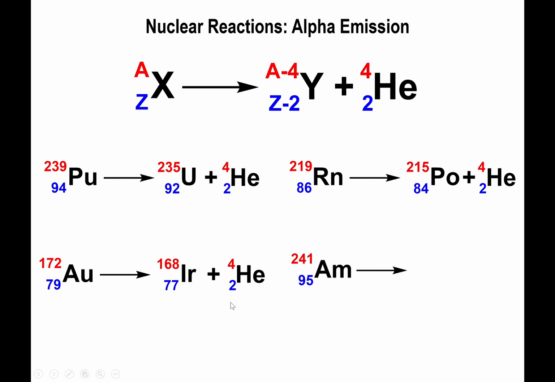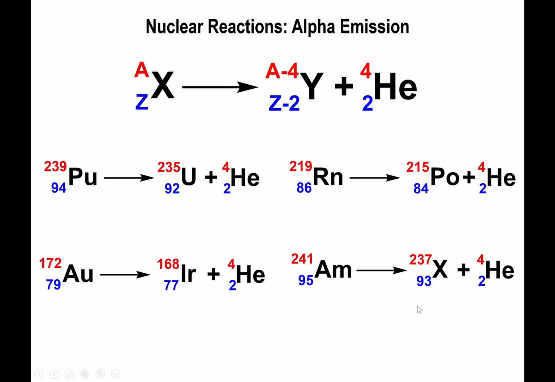Alright, one more. Americium 241. If americium undergoes alpha emission, you end up producing an alpha particle. And because of the numbers, that means that the atomic number for the missing element has to be 2 less than that of americium. So in other words, 93. And the mass number of the missing element has to be 4 less than the mass number of americium 241. So we're talking about 237.